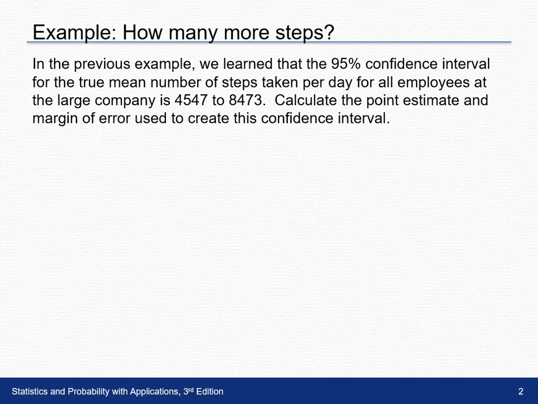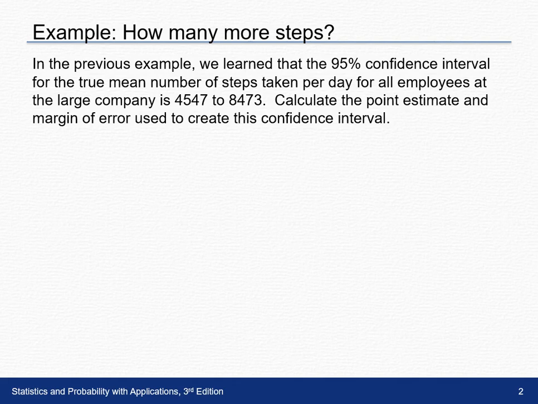In the previous example, we learned that the 95% confidence interval for the true mean number of steps taken per day for all employees at a large company is 4,547 to 8,473. Those are in steps. We're asked to calculate the point estimate and the margin of error used to create this confidence interval.